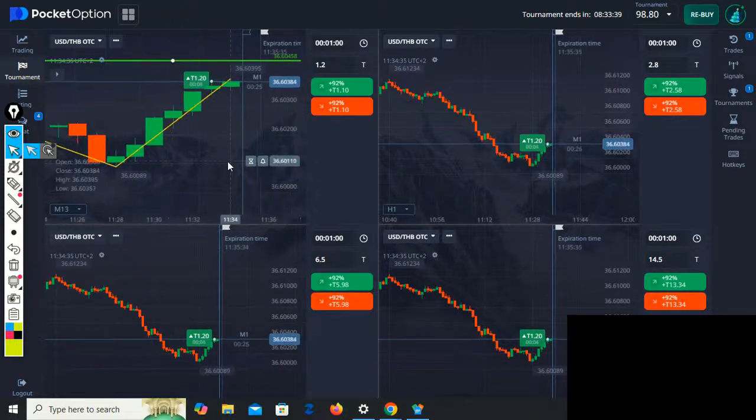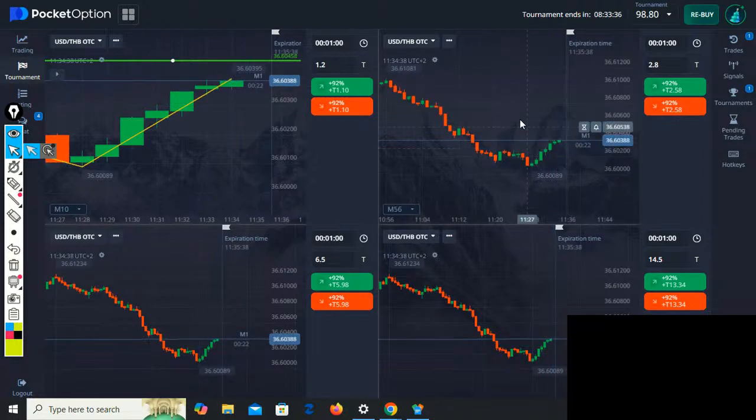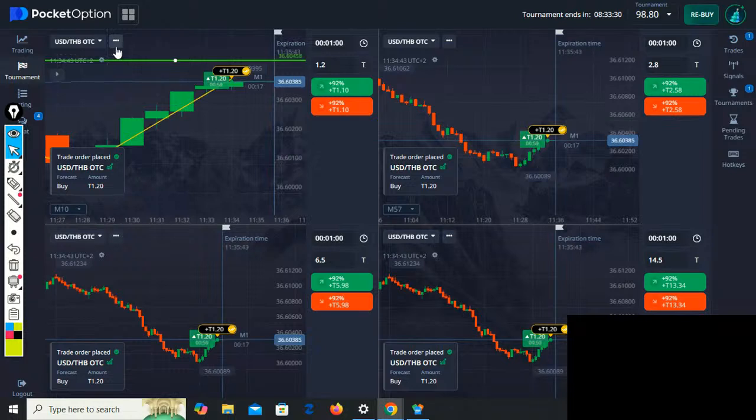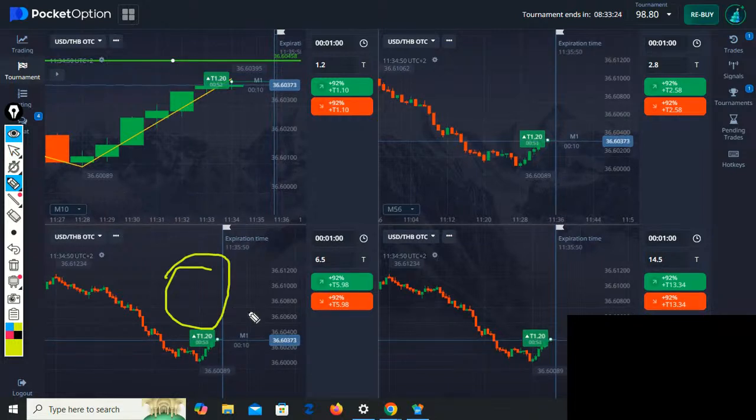So let's see this trade result. That's a refund, so we go for a buy as well. When you have a refund, stay wherever you are. So if you get a refund over here, go for your trade using this stage. If you get a refund, let's say here.